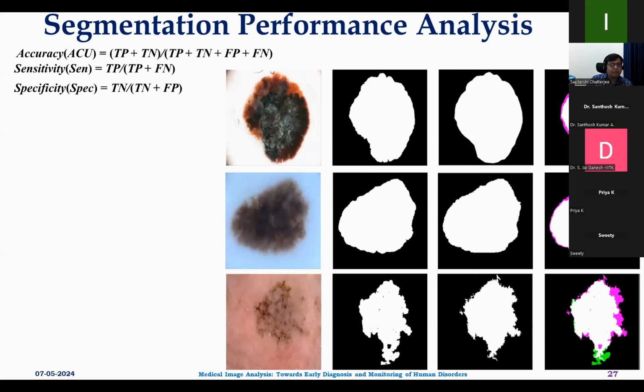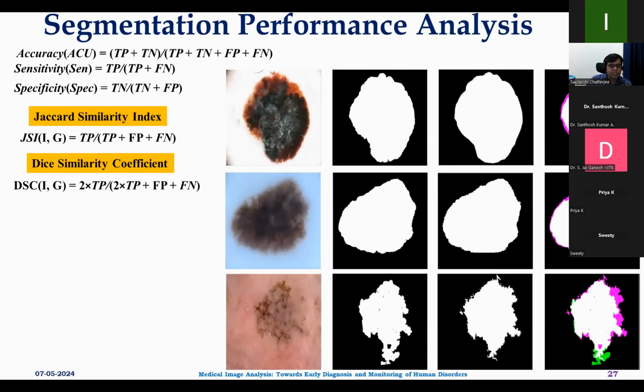These are some examples of how the segmentation performance has been evaluated: pixel level accuracy, sensitivity and specificity, and some similarity based indices, that is the Jaccard similarity index and the Dice similarity coefficient.